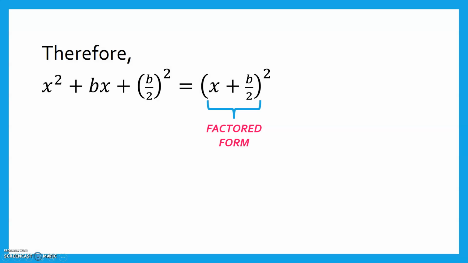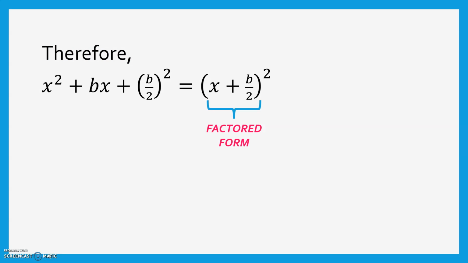The factored form is the side that we're going to be most concerned with, that (x plus b over 2) squared. That's the fact that we're going to use to help us factor and solve quadratics.